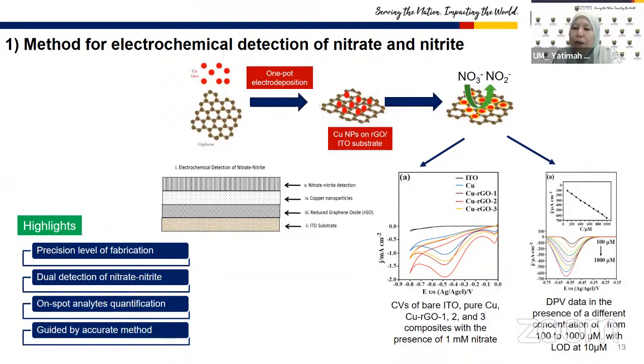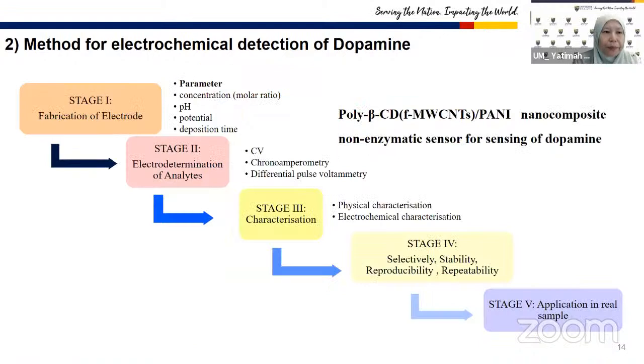And also we use differential pulse voltammetry. DPV is differential pulse voltammetry, and we can use this to study different concentrations of nitrate and nitrite. So these are some of the techniques used so that we can understand more about what we have studied. This is one of the studies, where we produce a prototype.